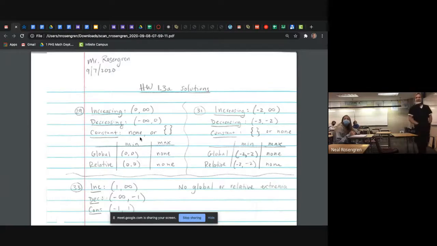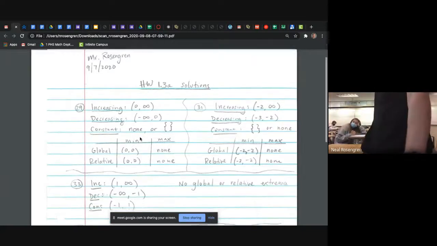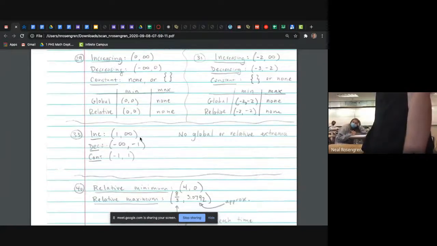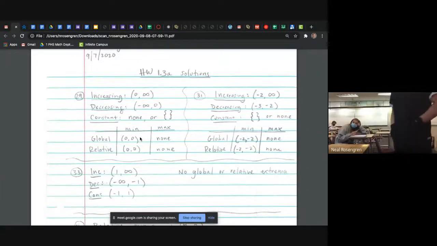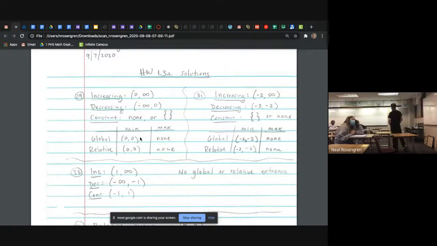And so 29, 31, 33, and 40 all had similar ideas. 40 was just the approximation, potentially, of your relative mins and maxes. But 29, 31, and 33: increasing intervals, decreasing and constant if you had any, and then any relative or global extreme. So take a look, see how you did. If you draw yourself a little sketch of these things when you're doing your work, it's never a bad idea. But that's up to you.